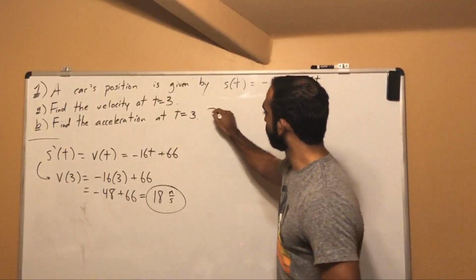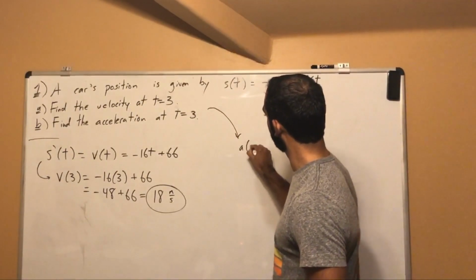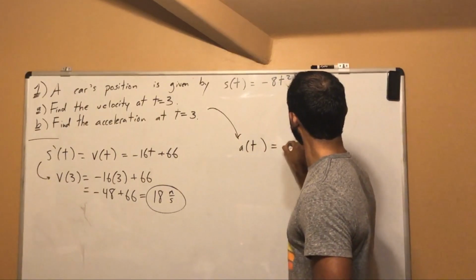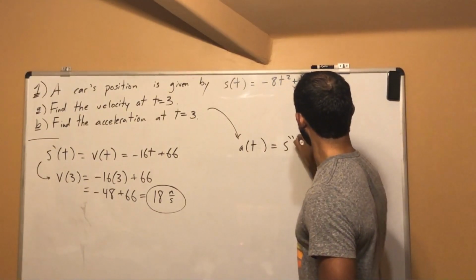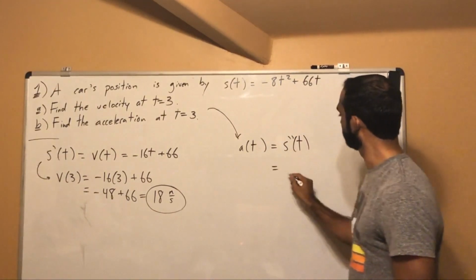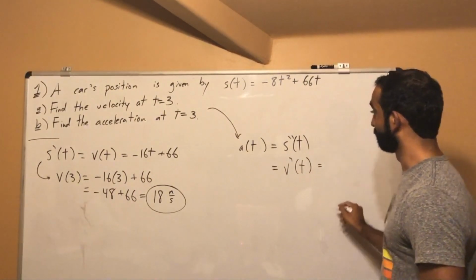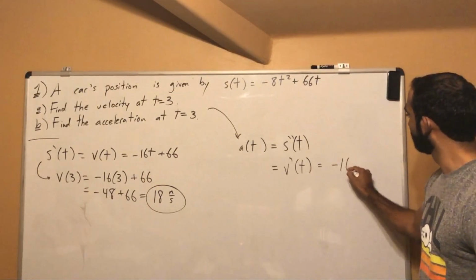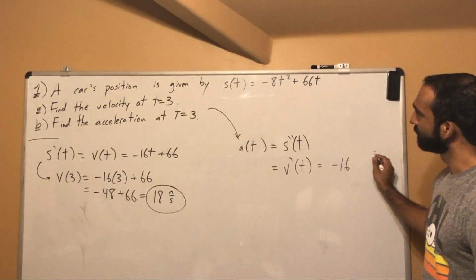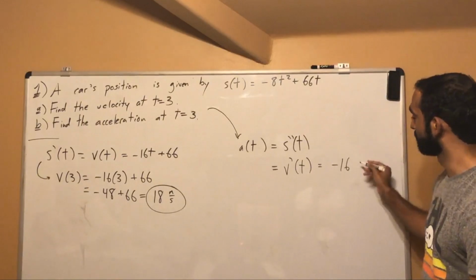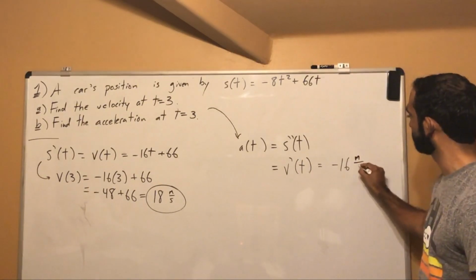Alright, and same deal for B. What do you guys get for your acceleration function? So in order to do the acceleration, we would need to take the derivative of v of t, so that would be just negative 16. Right. It's always negative 16. Now let's say this is in meters and we're measuring in seconds as well, so it's going to be negative 16 meters per second squared.